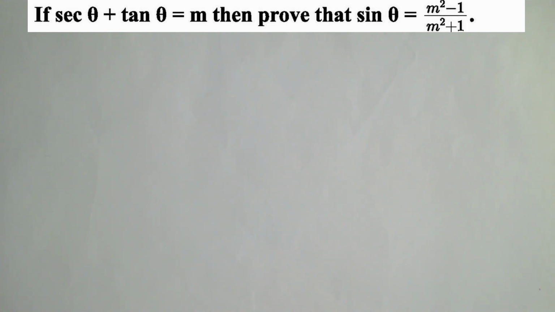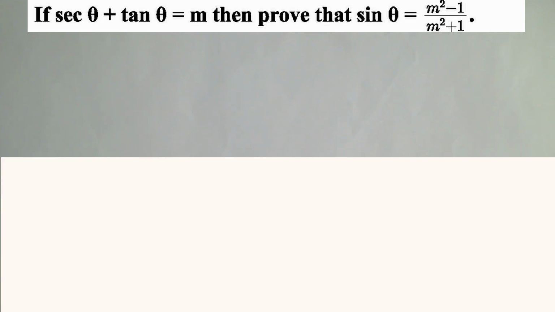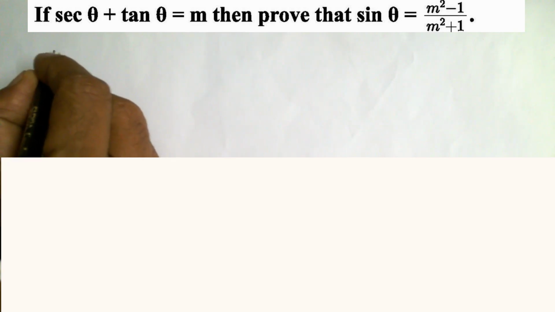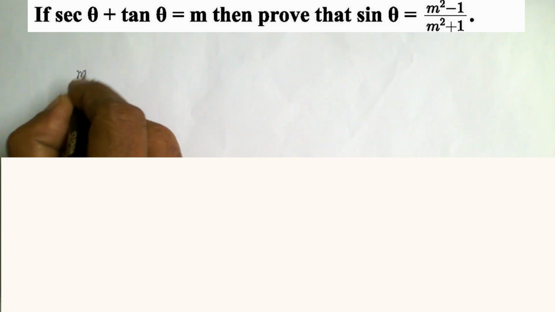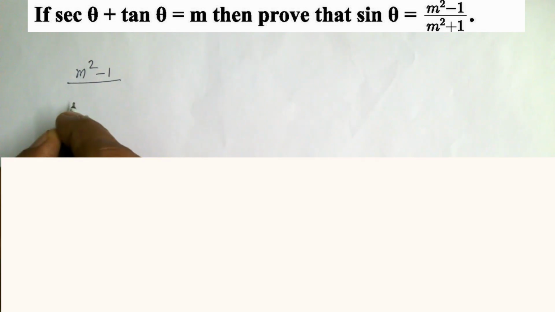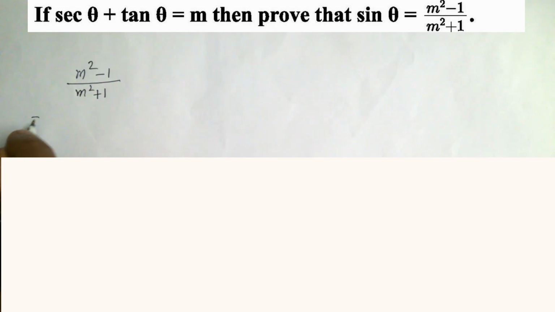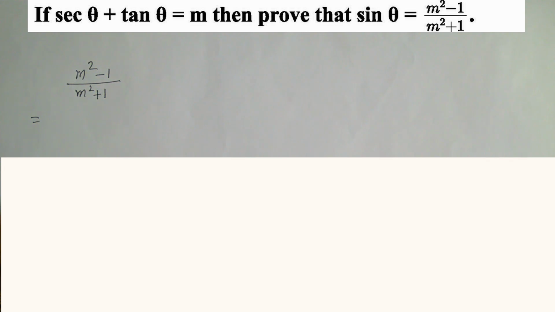Here we have to prove that sin theta is equal to m square minus 1 by m square plus 1, and given is sec theta plus tan theta is equal to m. Better to prove this, m square minus 1 by m square plus 1 is equal to sin theta. So consider m square minus 1 by m square plus 1. Now replace m by sec theta plus tan theta as it is given.